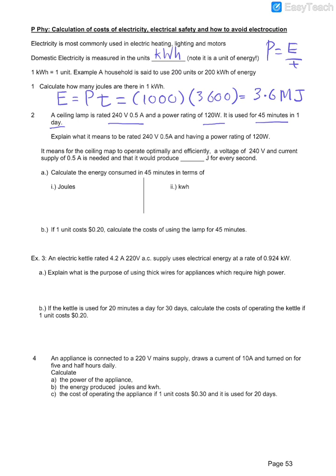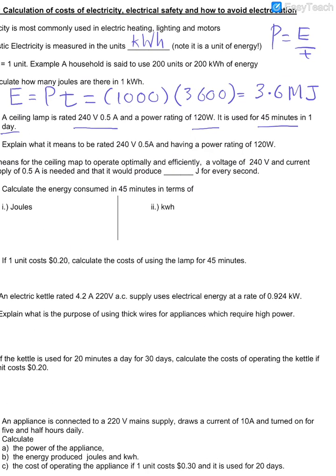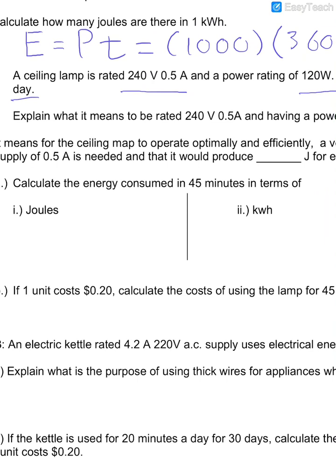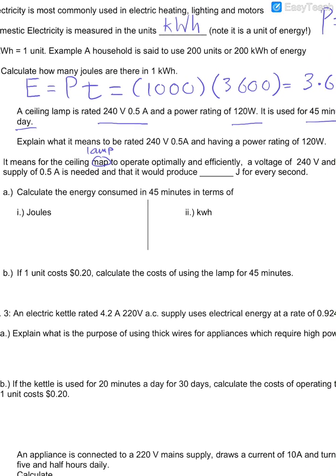So it means for the ceiling lamp. Have you ever seen a ceiling mat before? It's not a ceiling mat, it's a ceiling lamp. Okay, a ceiling lamp to operate optimally and efficiently. Here are your keywords.